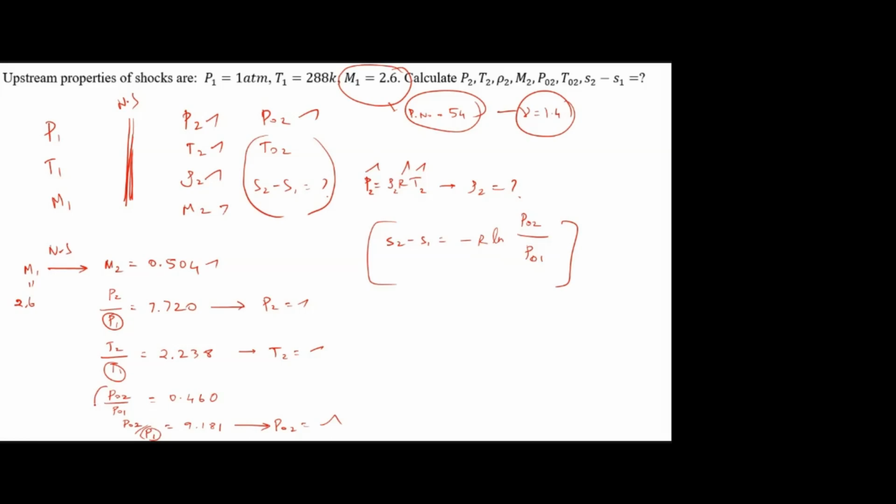So this ratio we get straight away from the gas table, P02 by P01. Okay, and the R value is 287. Substitute, and you will get S2 minus S1 also. Very good. Then the remaining one is T02.